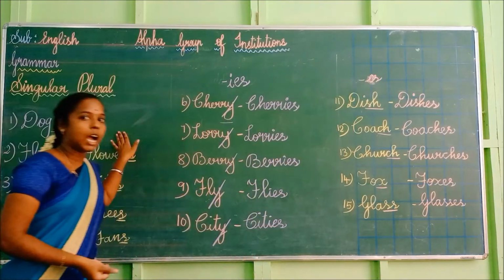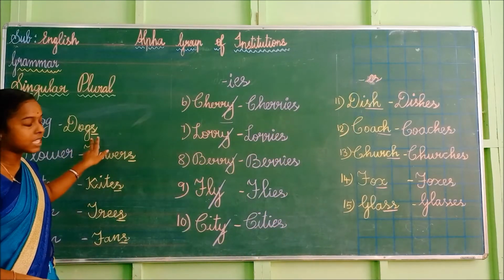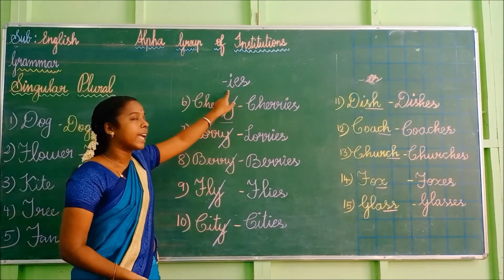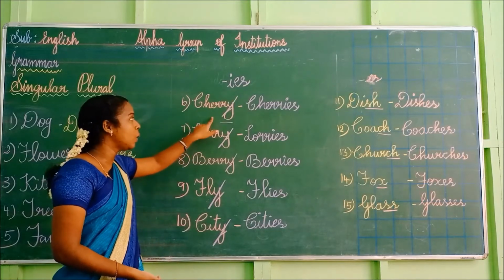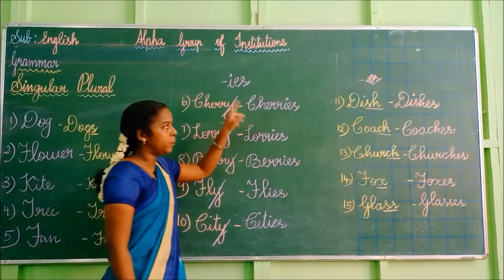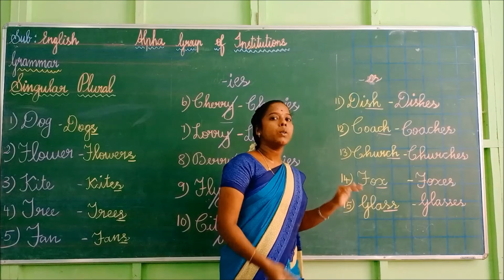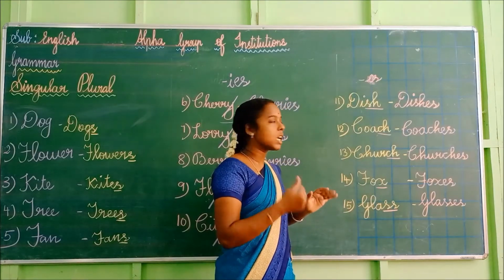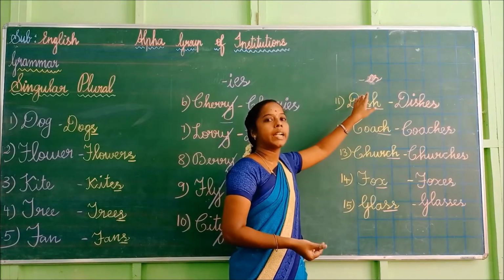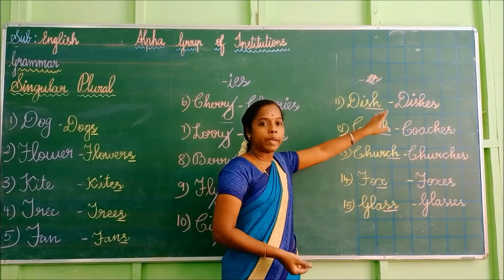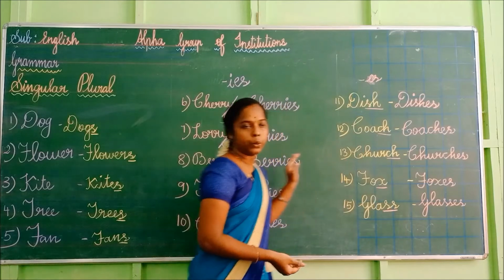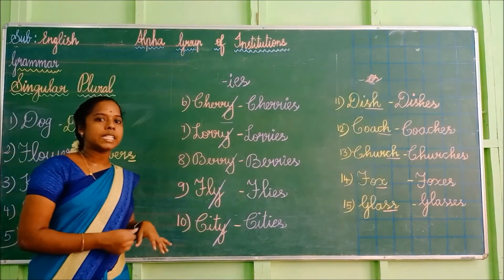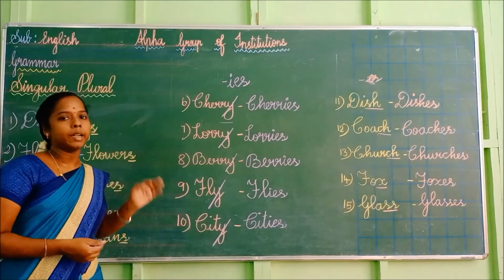For the regular nouns, you have to simply add S. If the singular noun ends with the letter Y, you have to remove the Y and add IES to the singular noun to make the singular into plural. If the singular noun ends with S, SS, SH, CH, X or Z, you have to add ES to the singular noun to make the singular noun into plural. So these are some more examples for your more understanding about singular and plural.